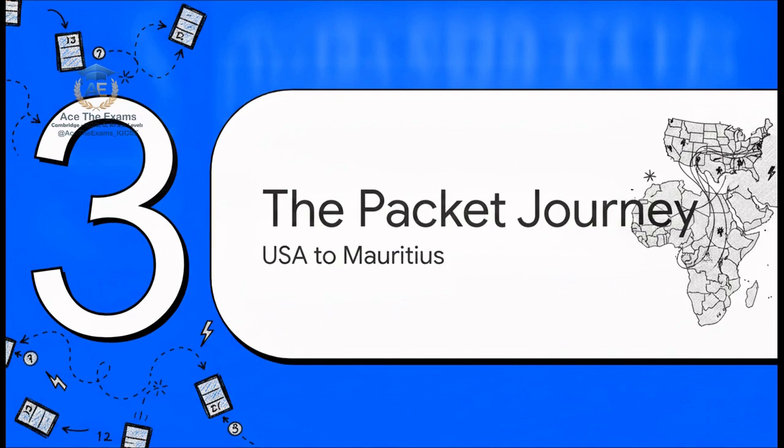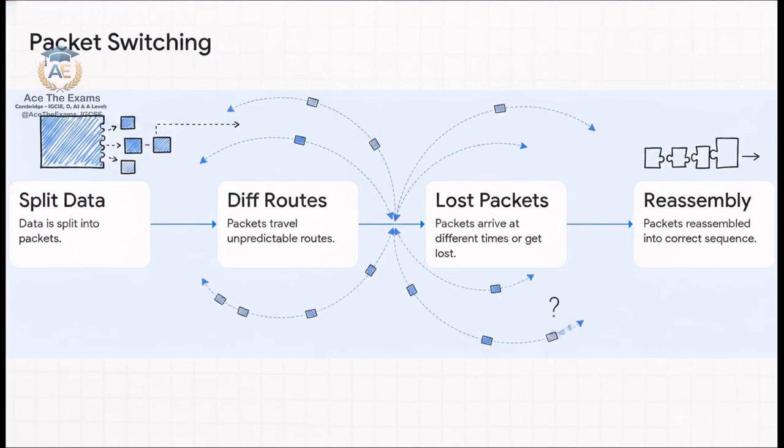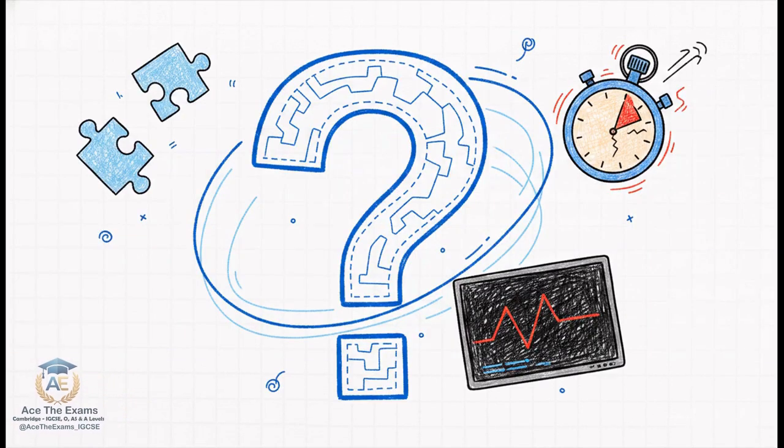Section 3. The packet switching journey. From the USA to Mauritius. And this brilliantly illustrates the chaotic journey of these packets across the globe. Visually tracking this gives us the exact sequence you need to memorize for your exam. Step 1. The data gets split into data packets. Step 2. Each packet travels a completely different, totally unpredictable route from delegate to delegate. Step 3. Because they're taking all these random routes, they take different amounts of time. Some show up early, some are late, and some might even get completely lost along the way. Finally, Step 4. Upon arrival, they require reassembly into the correct sequence, all based on that handy little sequence number in the header. Which naturally brings us to the ultimate question.